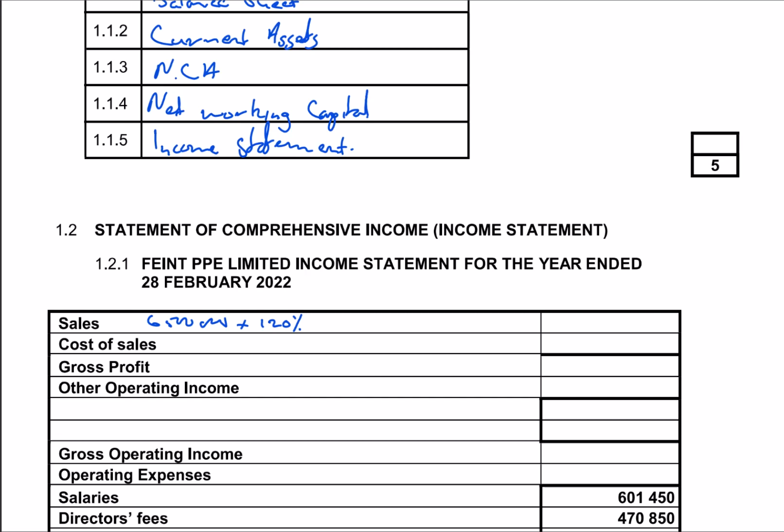Right, so you can also say times 1.2 to give you the same answer. 1.2 is 120 divided by 100. So this will give you 6,500,000 times 120%. That's 7,800,000.